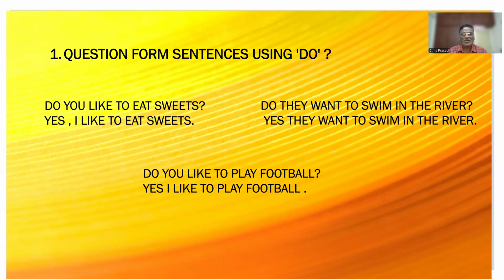Next one is, do they want to swim in the river? Yes, they want to swim in the river. Do you like to play football? Yes, I like to play football. Do you like to play volleyball? Yes, I like to play volleyball. Do you like to play basketball? Yes, I like to play basketball. Like that, you can answer for the do questions.